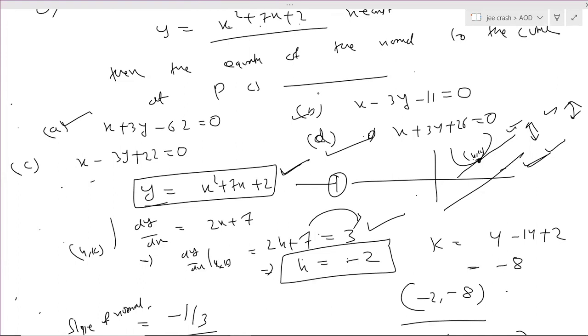Yes, sir. Okay, let's see another question. Let's solve one increasing decreasing question. Is everyone clear about the wavy curve? You will need that.